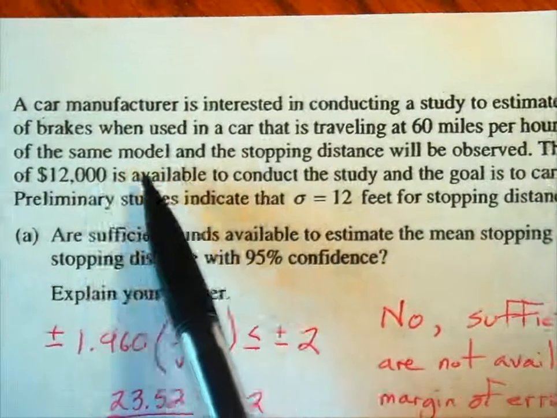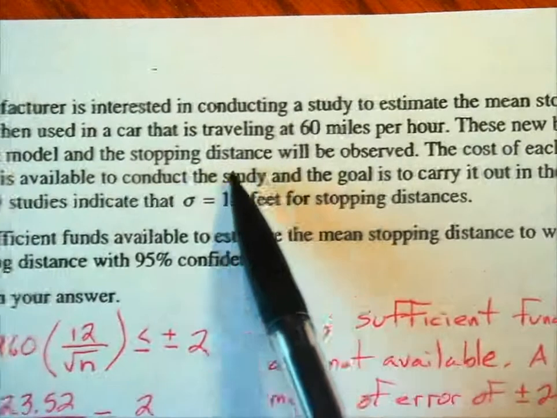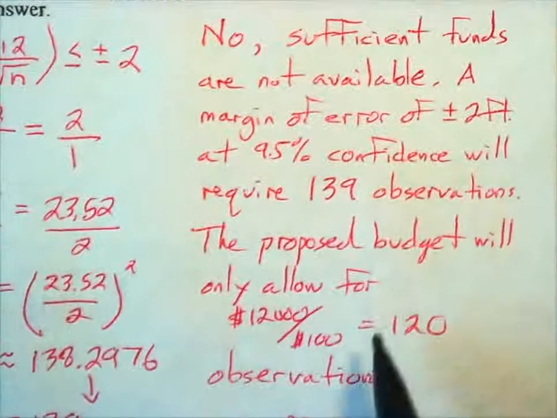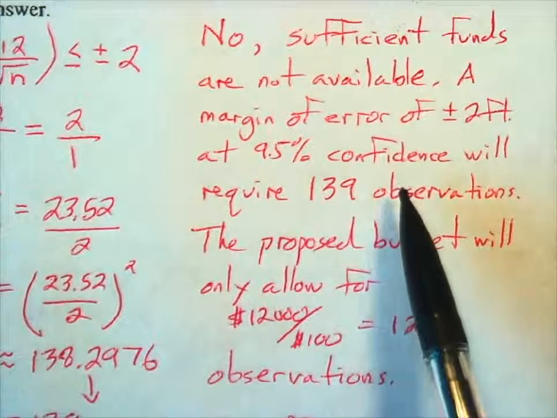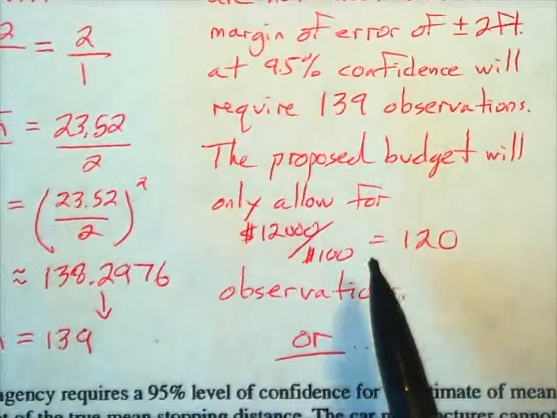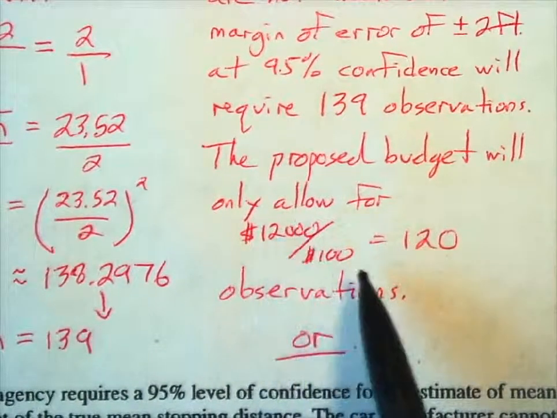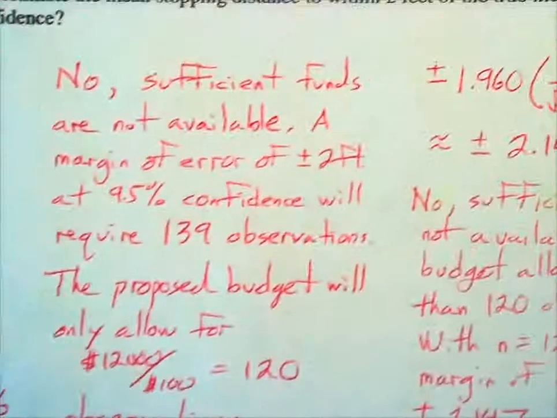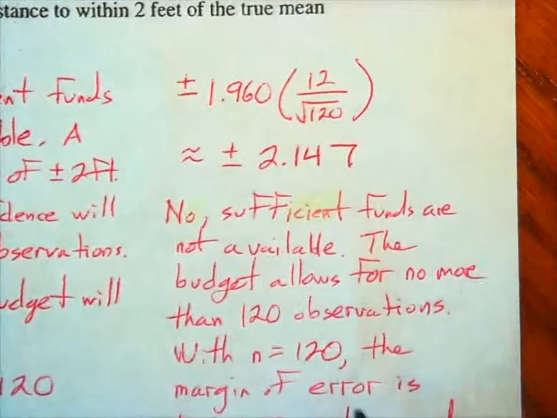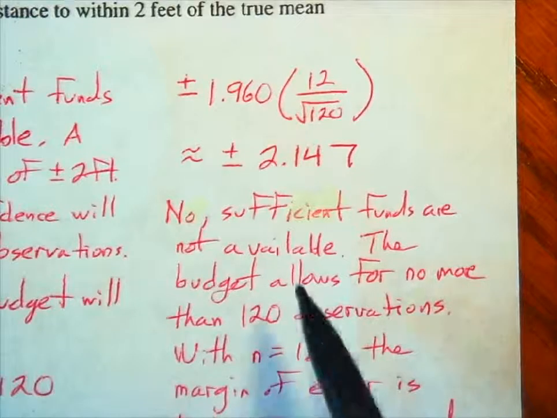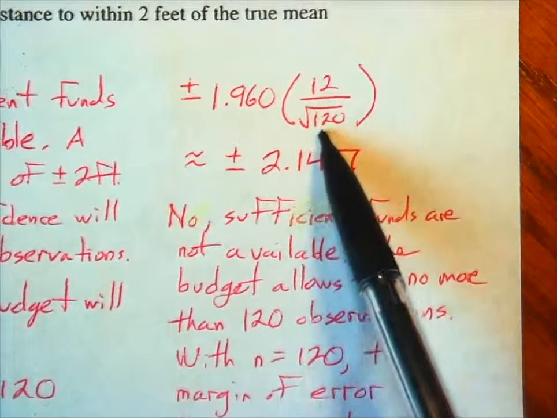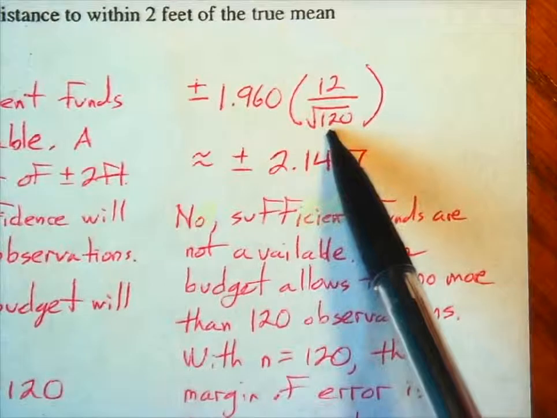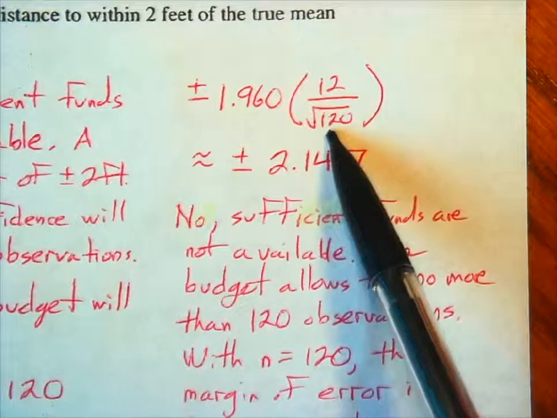Notice in the question, you're given the budget of 12,000. You're also told that each observation is going to cost you $100. So you need 139 observations to get the correct margin of error, but in fact, the 12,000 divided by 100 only allows for 120. So there is an alternate way to do this question. If you go ahead and take the 12,000 and divide by 100, you have a maximum of 120 observations. So you could just calculate the margin of error using the maximum number of observations.